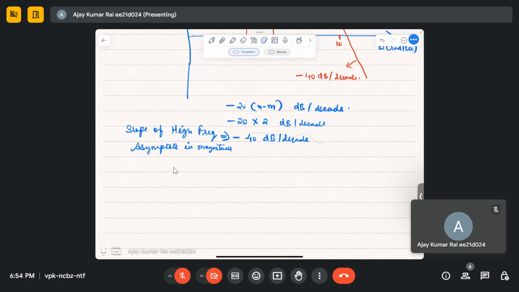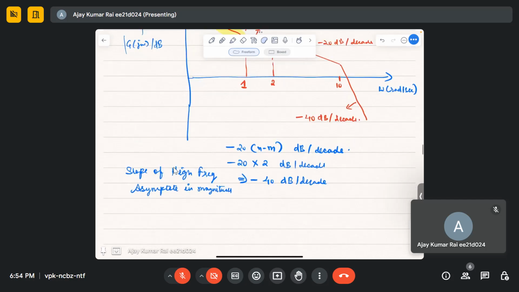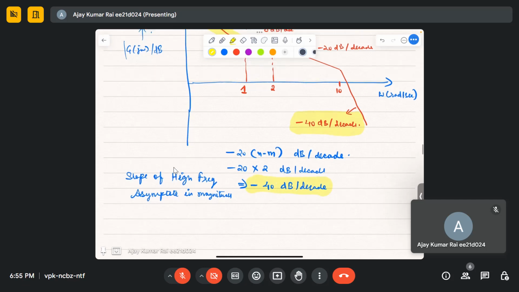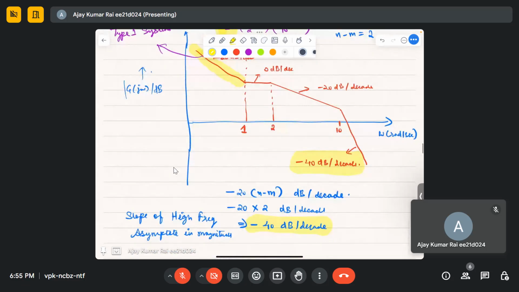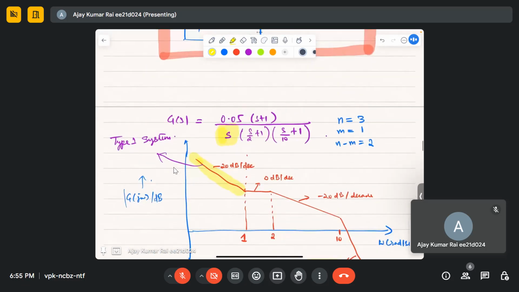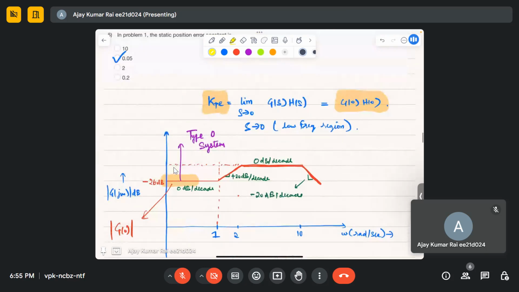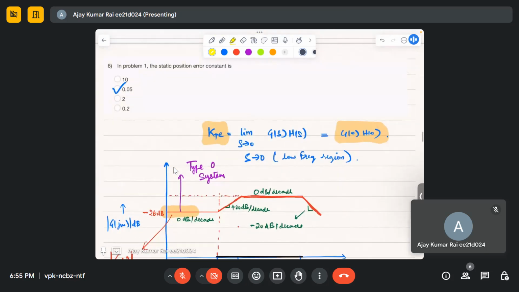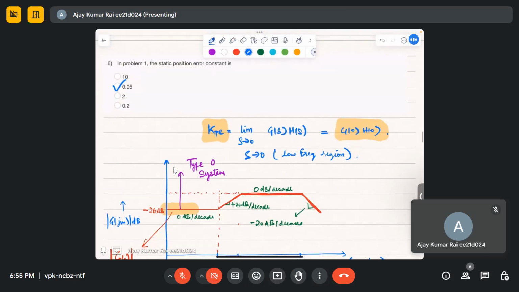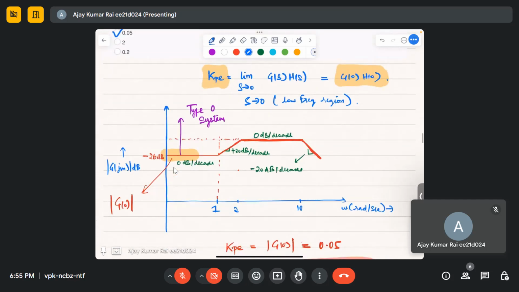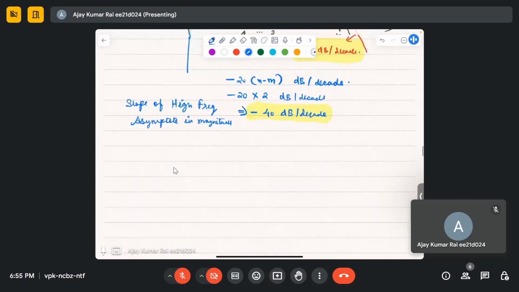So can we confirm from the graph? You see here, because of that s we got minus 20 dB per decade. Okay, I hope this is clear. Any doubt in this question? So additionally we have done some extra things. Okay, let me go to the next question.